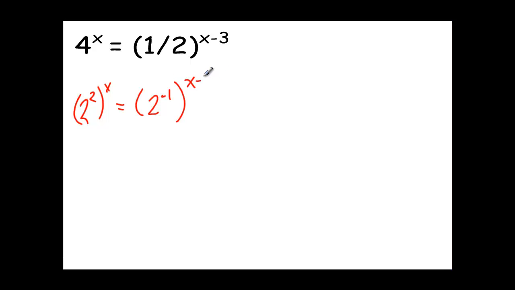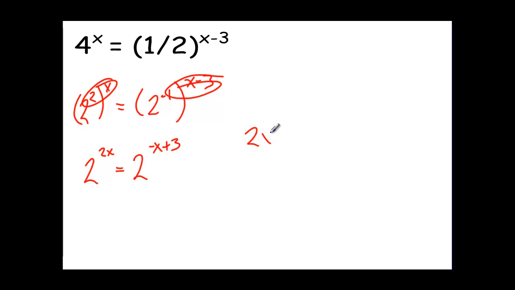So this is x minus 3 here. So we have 2 to the 2x is equal to 2 to the negative x plus 3. I just distributed that negative 1. Again, I'm just multiplying exponents here and here. Okay. So the bases are the same. So off to the side, put the exponents equal to each other. Okay, so we have 3x is equal to 3, and x is equal to 1. Okay, so again, pretty straightforward. Again, this works if you can get the bases to be the exact same.